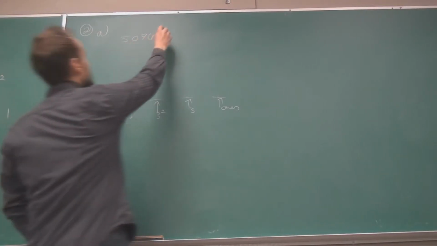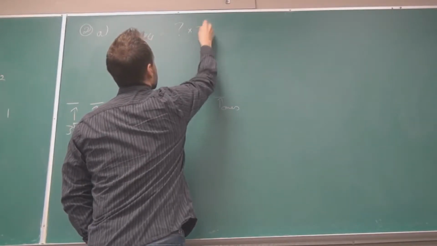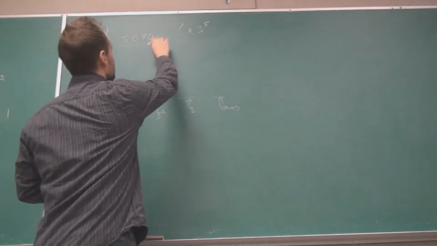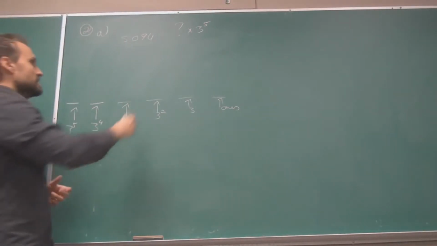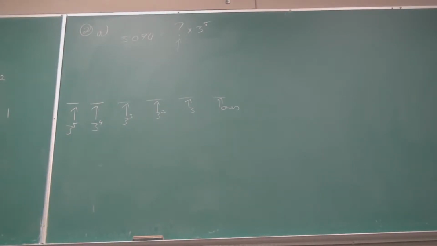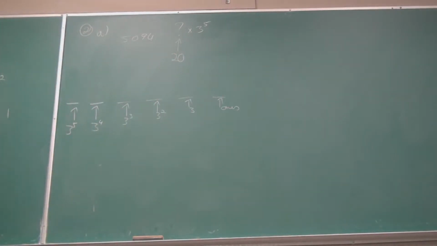So let's suppose you just guess. 243, which is 3 to the 5. What would that question mark value be? How many 3 to the 5s can fit into 5,094? Well, you do 5,094 divided by 3 to the 5, and you get 20? What does that 20 tell you? 20 is not one of my digits, meaning the 3 to the 5 was not big enough. I can fit something bigger in.